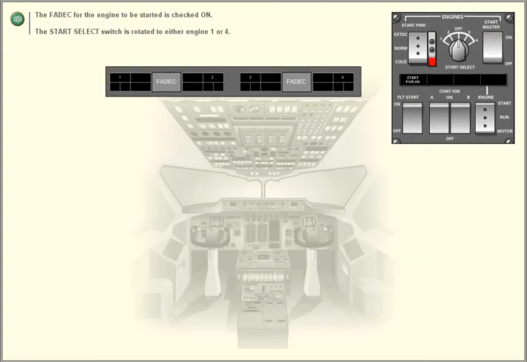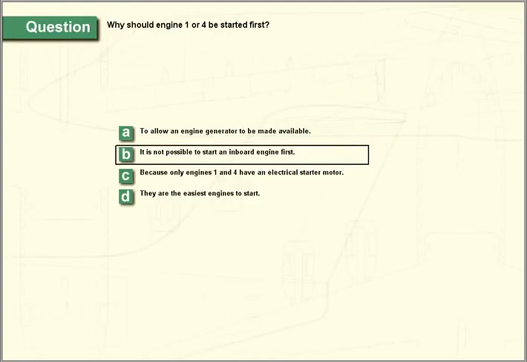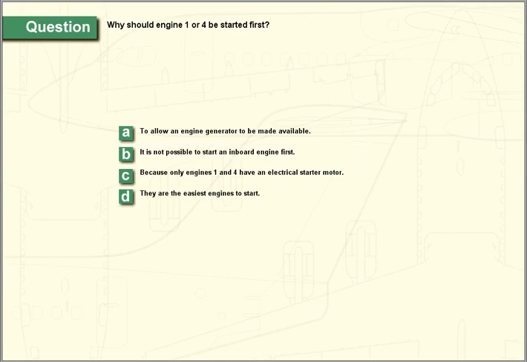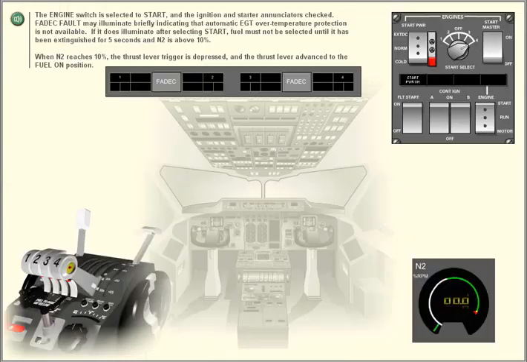The FADEC for the engine to be started is checked on. The Start Select switch is rotated to either engine 1 or 4. Why should engine 1 or 4 be started first? The engine switch is selected to start and the ignition and starter annunciators checked.